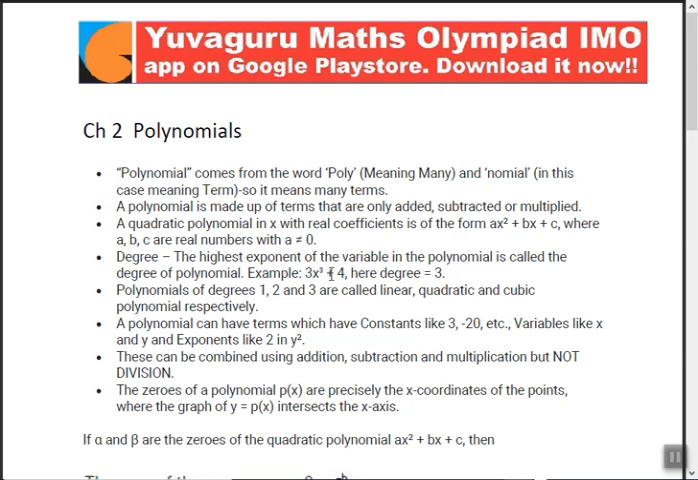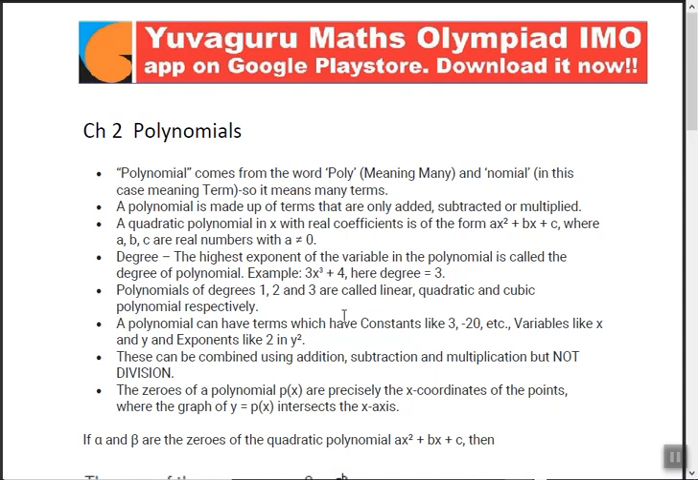Similarly in this 3x cube plus, suppose if it would have been 2x square. So highest is what? X cube. So degree is 3. Okay. Polynomials with degrees 1, 2 and 3 are called as linear, quadratic and cubic. This is very important. Okay, next is not important.